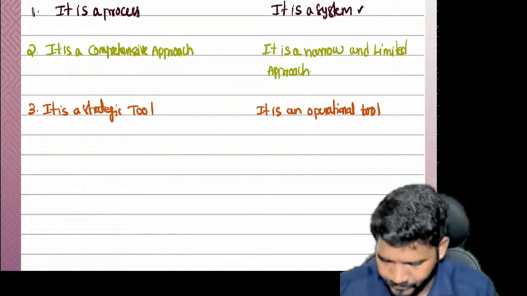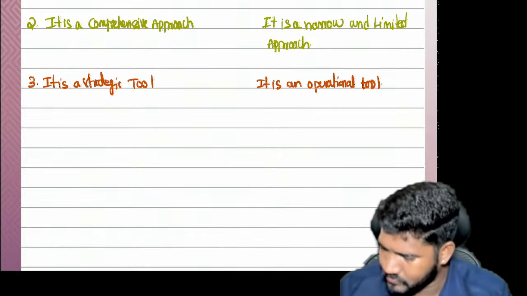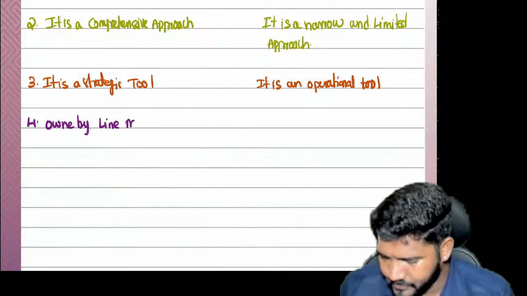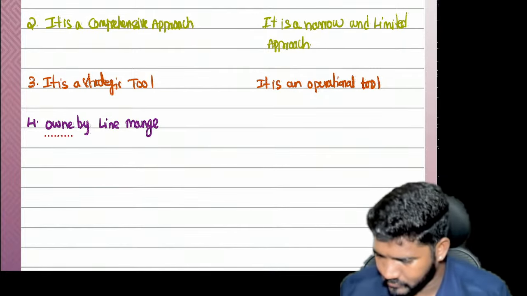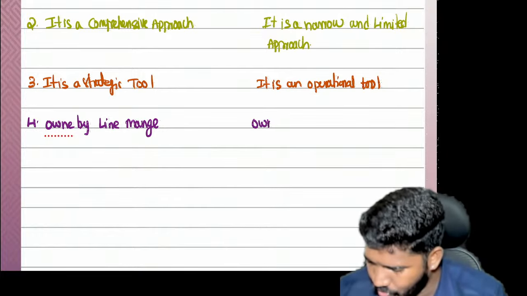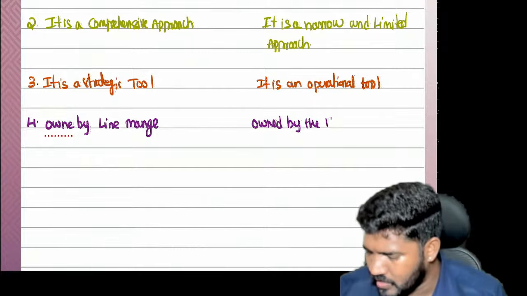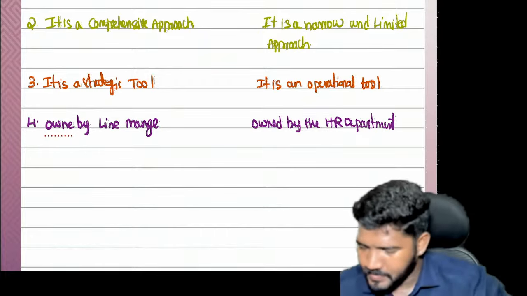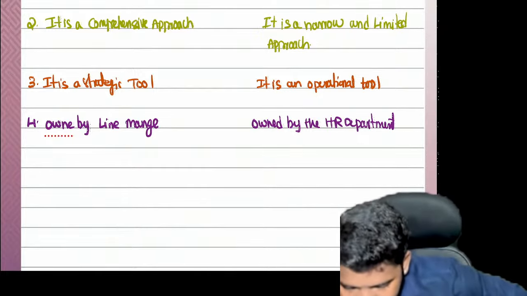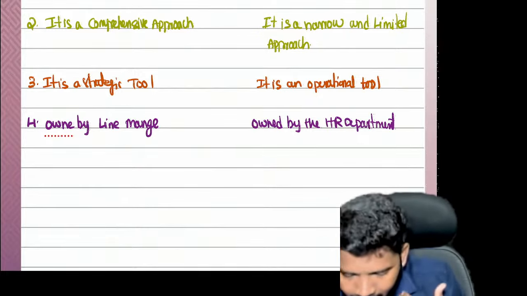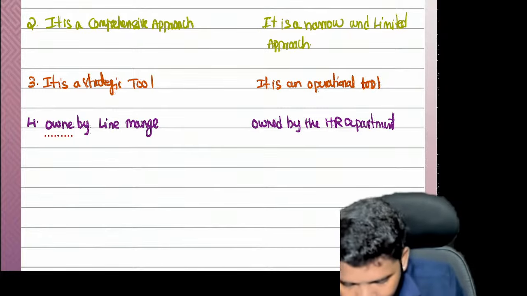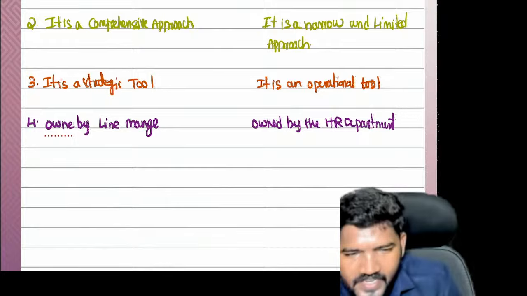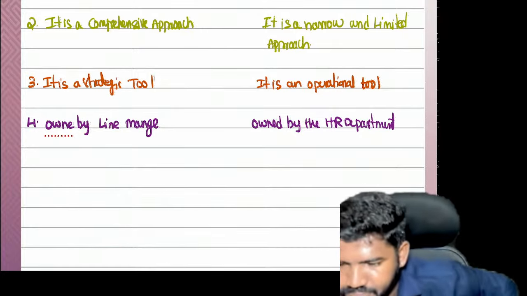Next one, owned by line manager, owned by HR department. Owned by line management and owned by HR department. So if a team leader guides an employee regularly, it is called performance management. If HR conducts a year-end review, that is called performance appraisal.